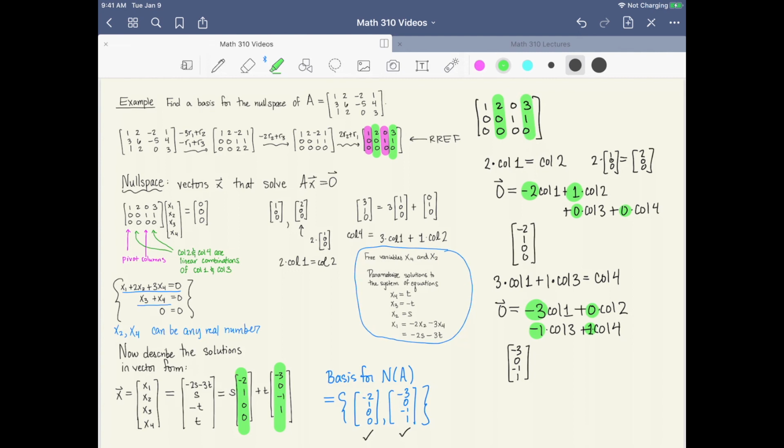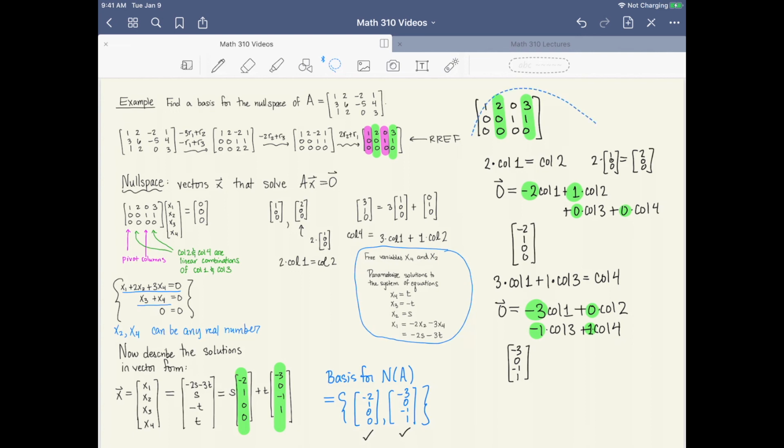For each of these dependent column vectors, I have a dependency relation that I can write down that says, how does this depend on the other columns? I use that to write a linear combination that gives me the 0 vector. And that I transcribe into a vector. That's what I did here for column 4. Column 4 can be written in terms of the other columns. So I solve for 0. I put the coefficients into this vector, and that gives me the second basis vector. For every dependent column, I get a basis vector of the null space.